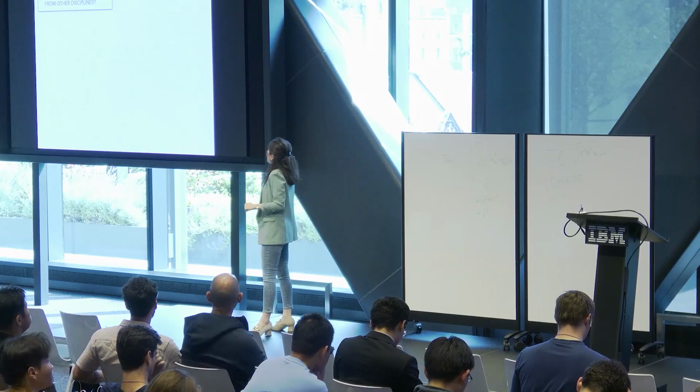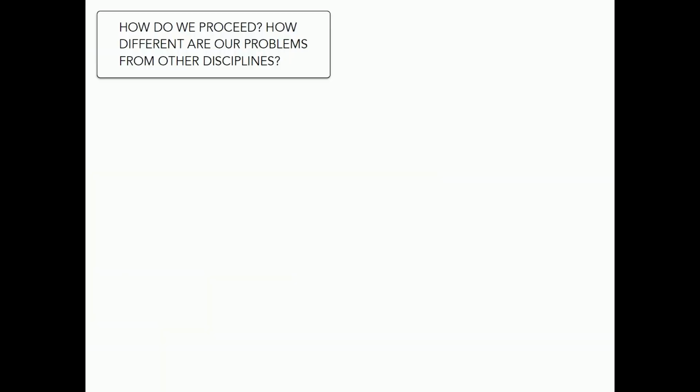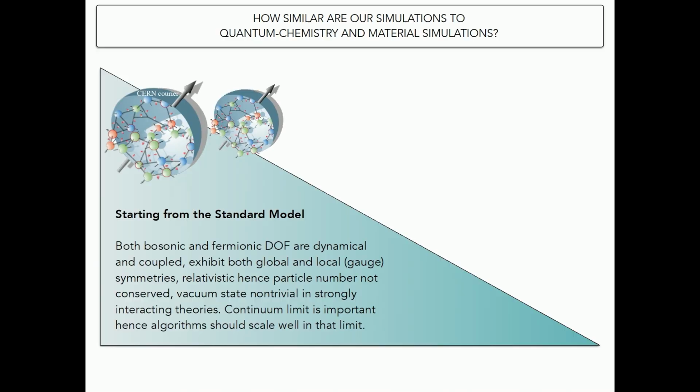So how do we then proceed? Maybe one way to think about these problems is to compare them with something that people are more familiar with. For example, simulations in quantum chemistry and material science. So let's talk about the first path. When you go all the way from the standard model, these relativistic quantum field theories of nature, down to properties of matter. So starting from the standard model, we're dealing with both bosonic and fermionic degrees of freedom. These are dynamical, they're coupled.